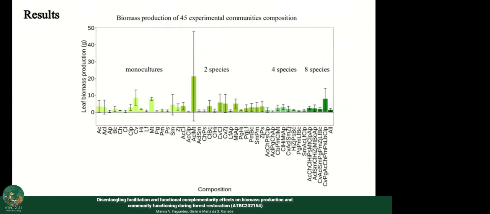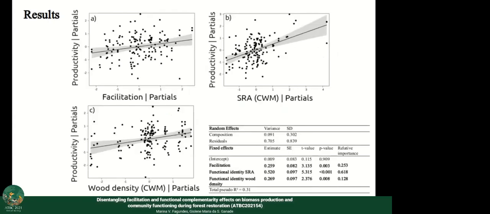Here in the y-axis we have the productivity related to leaf biomass production, and the x-axis we have all the 45 experimental compositions. And as you can see, most of the communities presented a positive production, but the productivity did not increase as well as the species diversity did. Instead, we had as main drivers of this productivity the facilitation, the functional identity of these communities related to specific root area and higher root density.